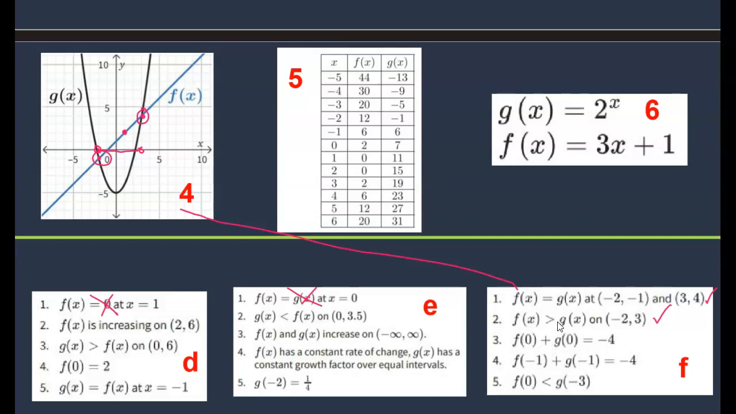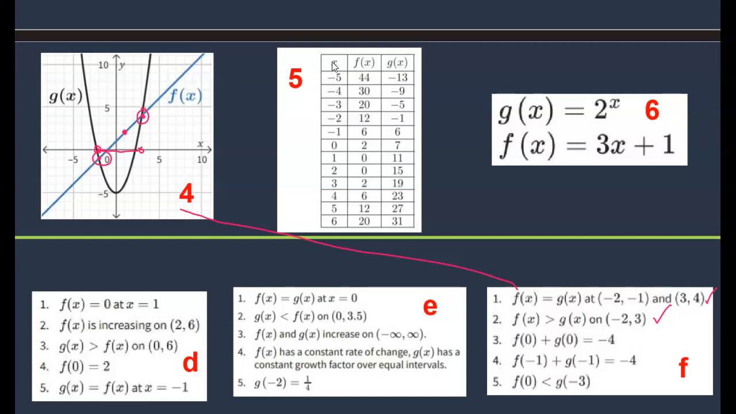But we're just going to move on and try to figure out which one matches over here. So just erase those little x's, and let's look at number 5 now. Let's see if 5 maybe matches D. So f of x equals 0 at x equals 1. Let's see if that's true.